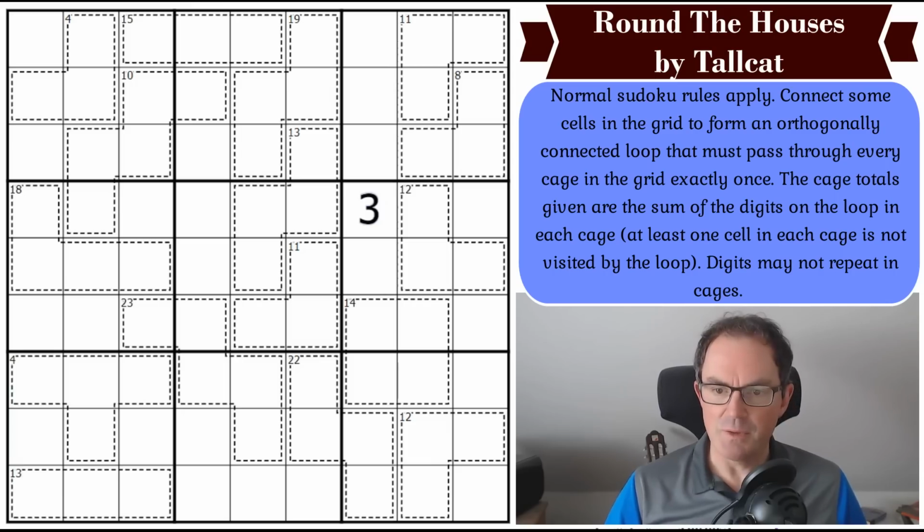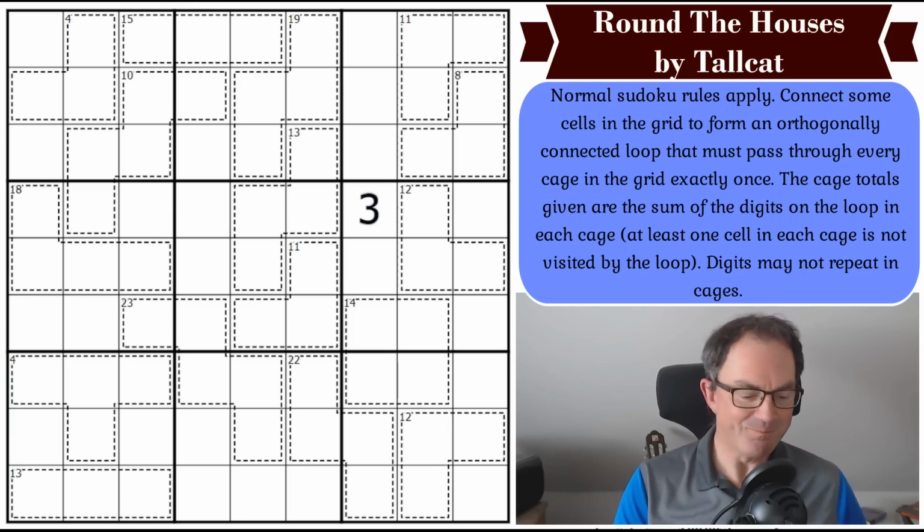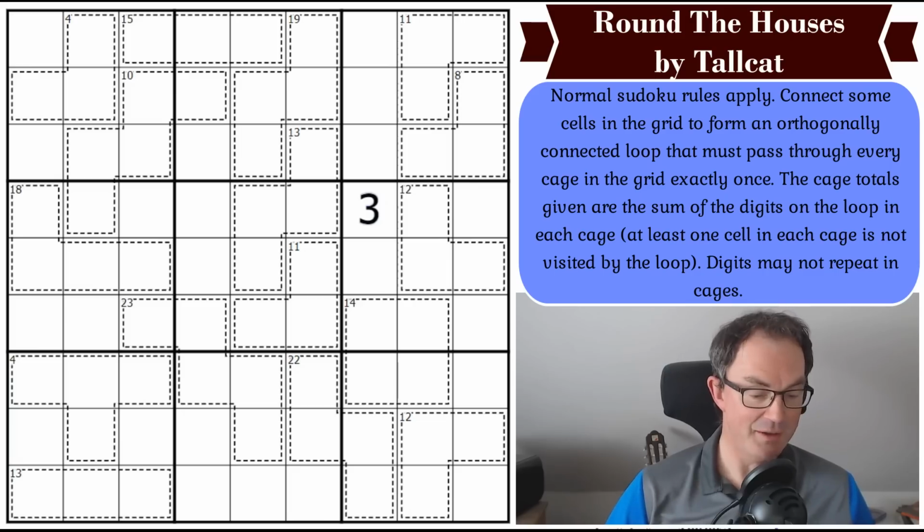But I've read the rules of this one, actually, just before I turned on the webcam, and this is a really, really cool rule set. We're going to have to draw a loop in this grid to solve it. So we shall get to that in a moment or two.